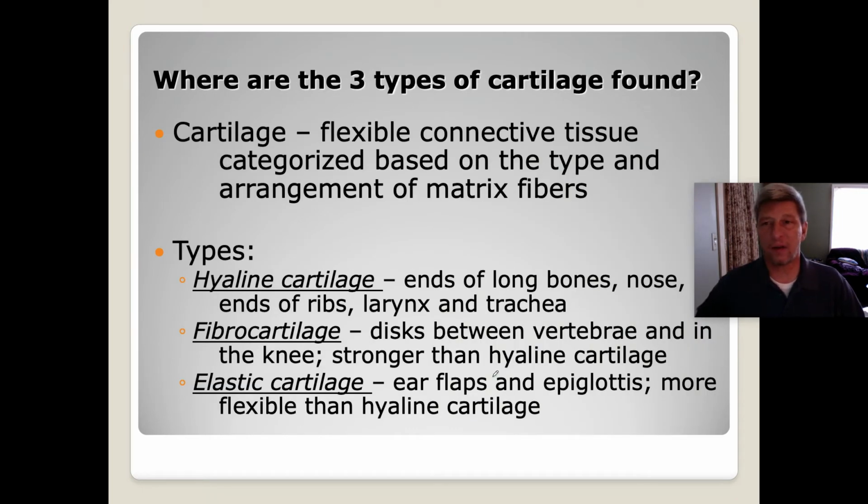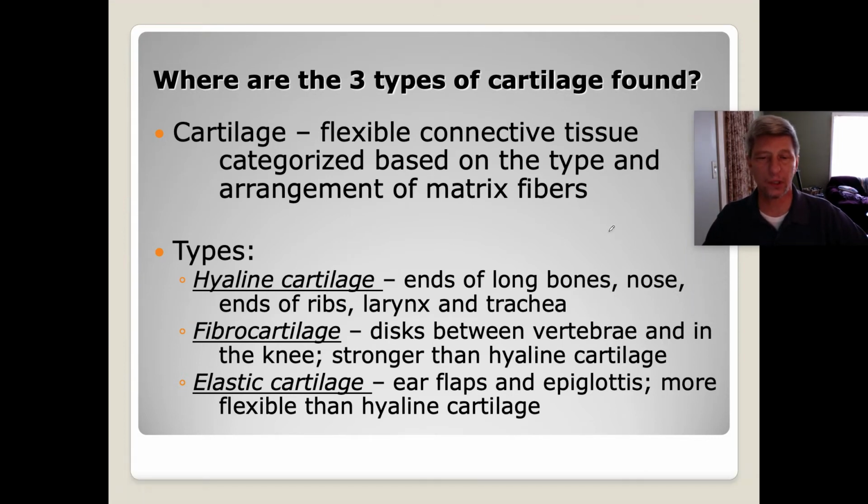Now, at the ends of bones and in other places in the body, you find cartilage. Cartilage is another kind of connective tissue, but it's much more flexible than the typical calcium phosphate matrix that you find with bone. It's categorized in three different categories. You've got hyaline cartilage, fibrocartilage, and finally elastic cartilage. Hyaline cartilage is the most common cartilage. You find it at the end of long bones, at the end of your nose, the ends of your ribs, your larynx, in other words your voice box, and in your trachea.